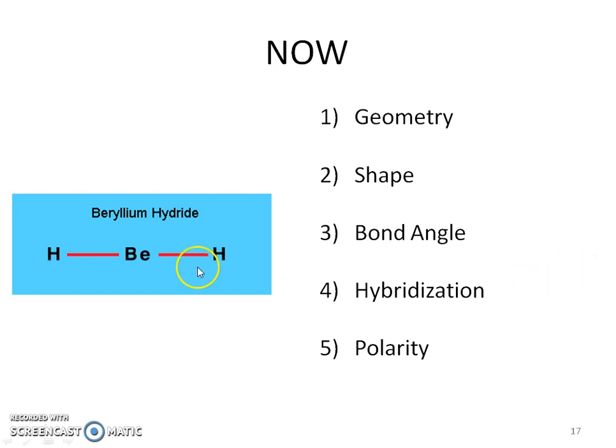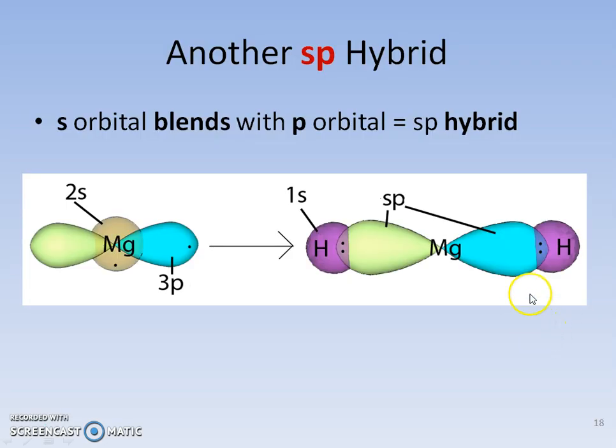Hopefully you can. Again, geometry is based on electron domain, so it's linear. Shape is how many bonds versus how many lone pairs of electrons. Again, 2 bonds, linear. Bond angle, you saw before, 180. Hybridization, sp. And we have 2 H's. Those are the same, so it's going to be non-polar. So again, just another picture of how the atoms blend together, or how these S's and P's blend together.